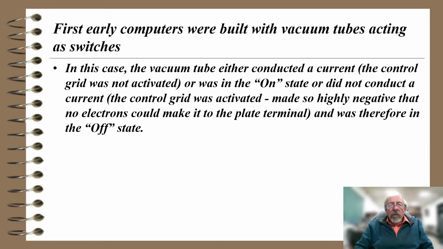So what do we use these for very early on? Obviously radio and wireless use vacuum tubes, but in about the 1940s, the very first computers were built with vacuum tubes acting as switches. In this case, the vacuum tube either conducted a current, the control grid was not activated, we'll say, or was in the on state, or did not conduct a current, the control grid was activated, made so highly negative that no electrons could make it to the plate terminal, and was therefore in the off state.